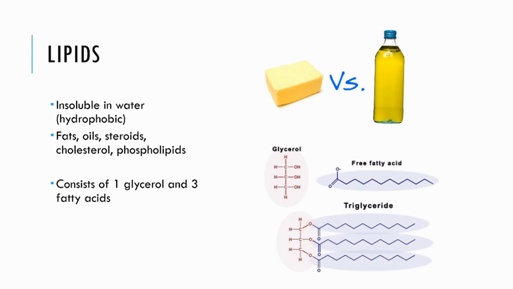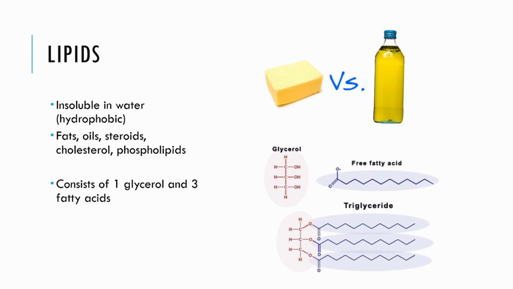Lipids are our last group. Lipids are insoluble in water, meaning they don't dissolve in water, and we can call that hydrophobic. Things like fats and oils, steroids, cholesterol, and phospholipids are all within the lipids category. The lipids category is really broad. It's a really wide variety of molecules held within this category. The one thing that unites all of them, though, is their insolubility in water, that they do not mix well with water.